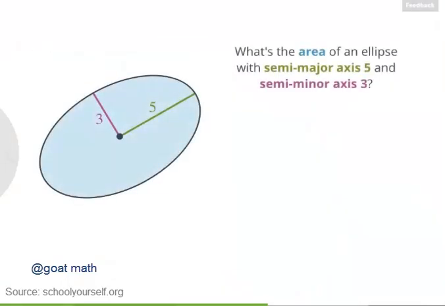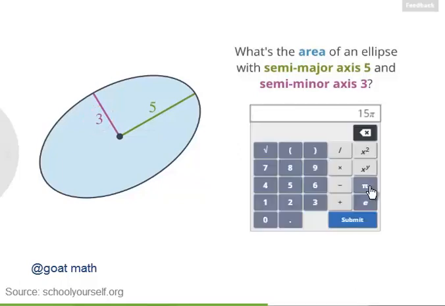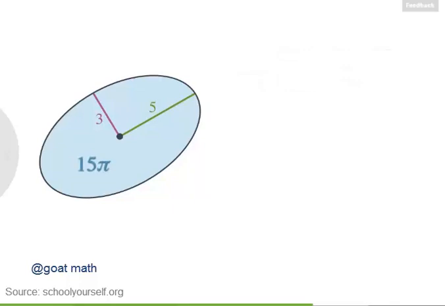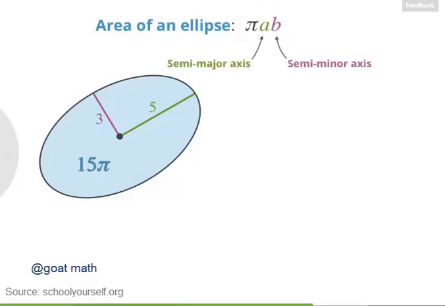Try using this pattern to find the area of an ellipse with a semi-major axis of length 5 and a semi-minor axis of length 3. Right, this ellipse has an area of 15 pi, because 5 times 3 equals 15. So in general, the formula for the area of an ellipse is pi times A times B, where A is the length of the semi-major axis and B is the length of the semi-minor axis.